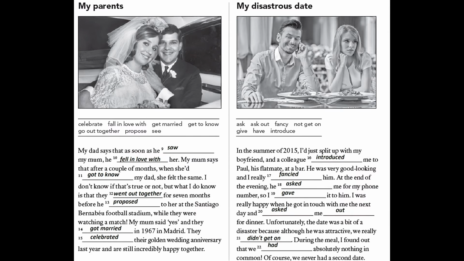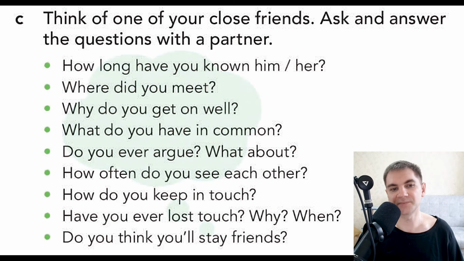Unfortunately, the date was a bit of a disaster, because although he was attractive, we really didn't get on. During the meal, I found out that we had absolutely nothing in common. Of course, we never had a second date. Part C. Think of one of your close friends. Ask and answer the questions with a partner.